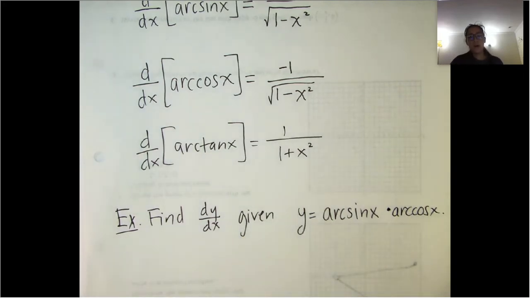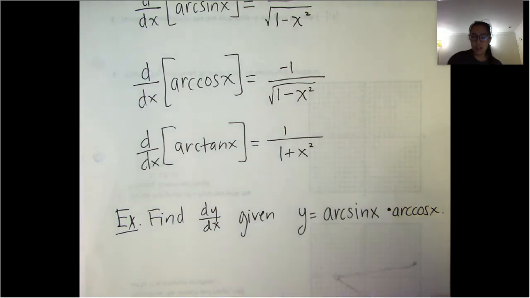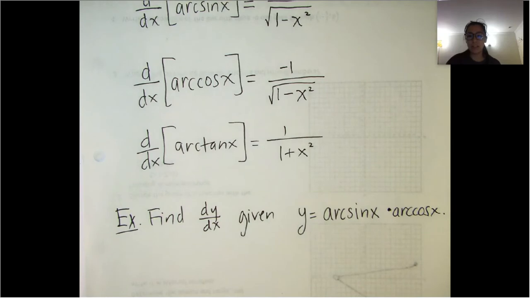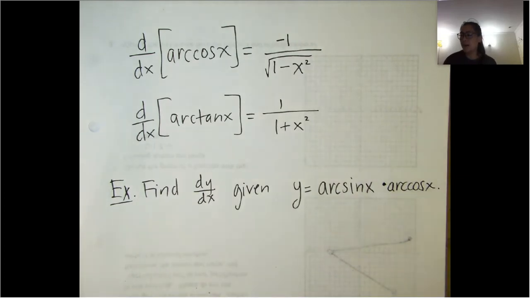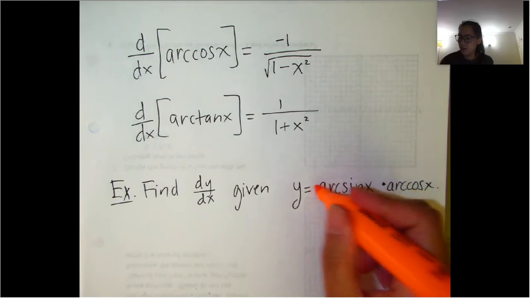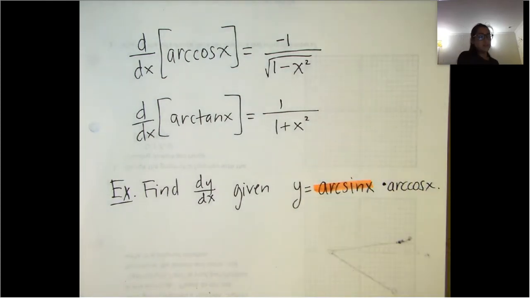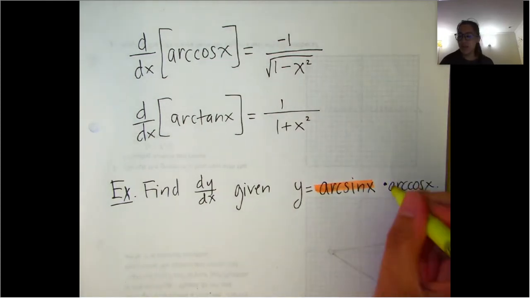Okay, so for example, we're going to find dy dx given that y equals arcsine of x times arccosine of x. So first things first, you want to identify what operation is going on. And so the biggest operation I see here is multiplication. So this is a product. So we're going to use the product rule. If you remember the product rule, that's where we generally identify one is u and one is v, and we kind of go from there. So we'll identify that as u. And we'll identify this one as v.